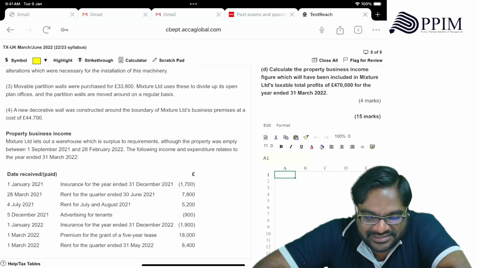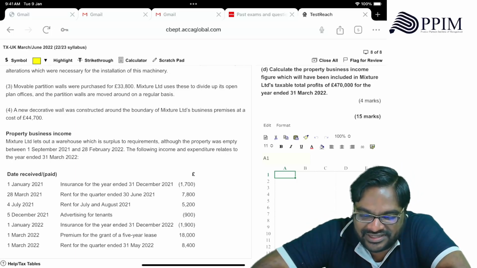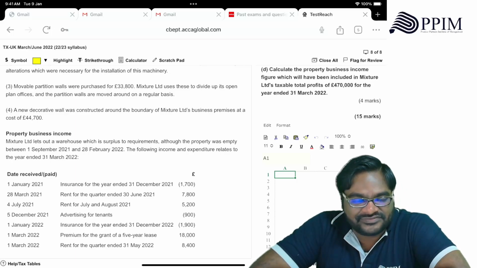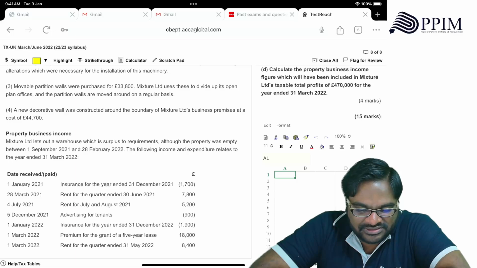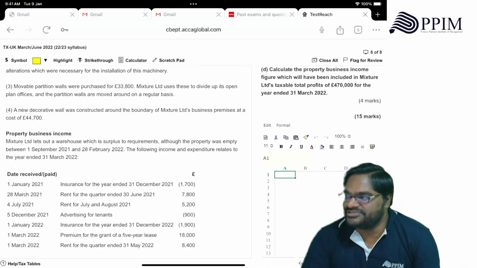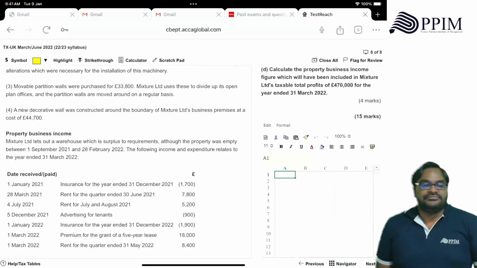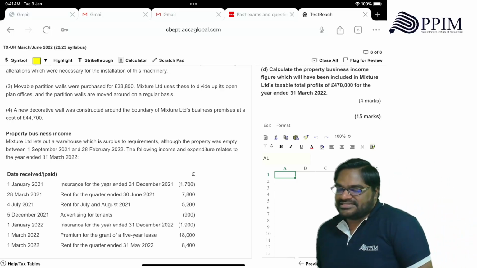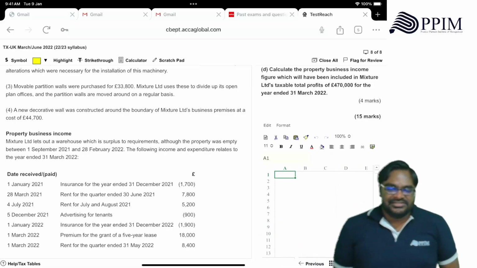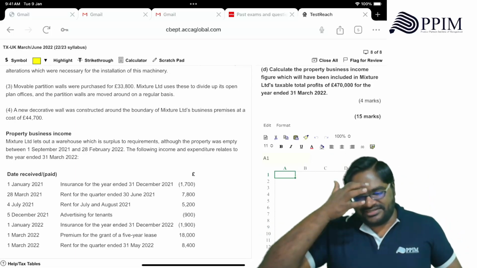Mixture Limited lets out a warehouse which is surplus to requirements, although the property was empty between 1st September and 20th February. The following income and expenditure relates to the year ended 31st March. Insurance for the year ended 31st December. Can you take the full insurance cost? We have to. It's a company, so we need to go for the accrual basis. The default method is accrual. We need to time apportion that.